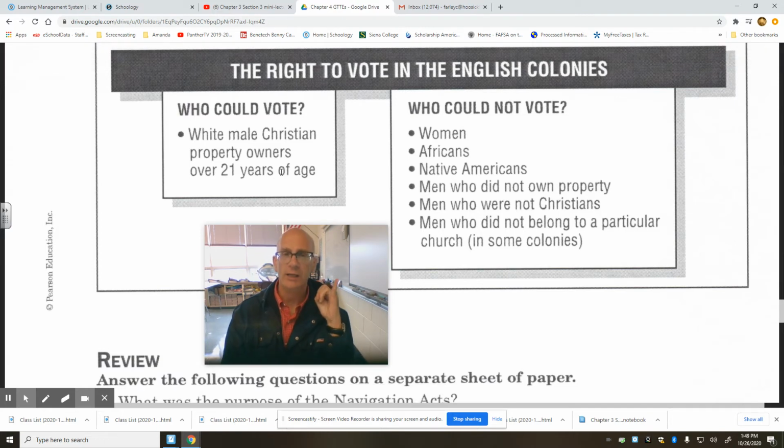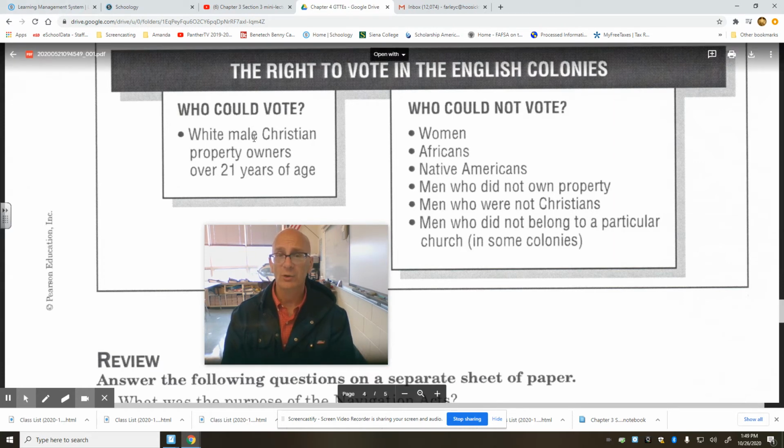So you had to be white, you had to be male, you had to be Christian, you had to own property, and you had to be over the age of 21. Those are 5 requirements for who could vote in the English colonies when the colonies were first established. Clearly, not a lot of people could vote.